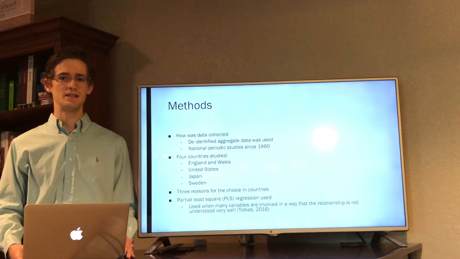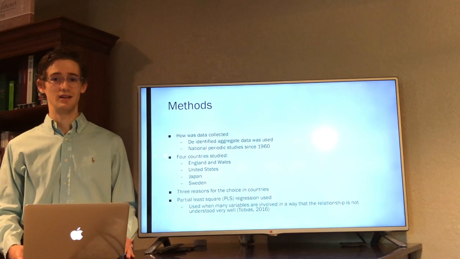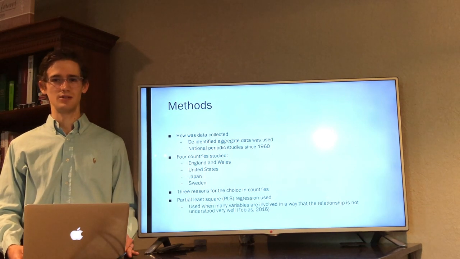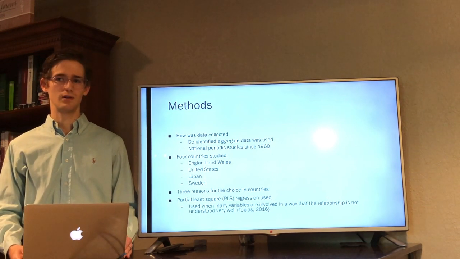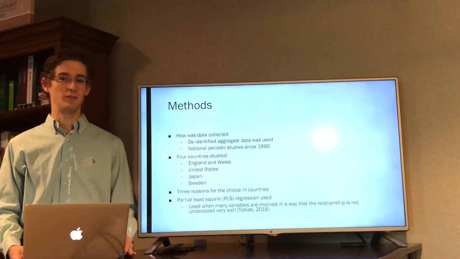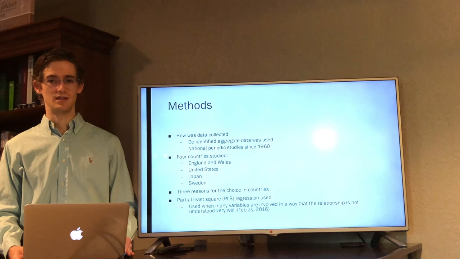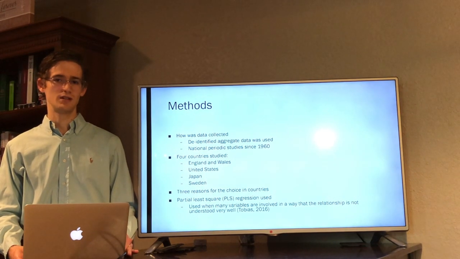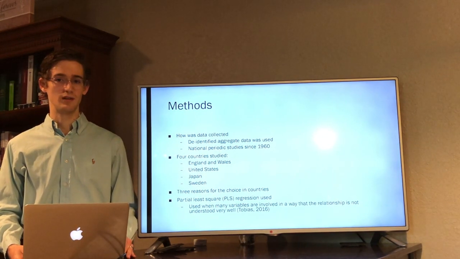In this paper, de-identified aggregate data was collected from 4 industrialized countries. The data collection started in the late 50s and is continuing today, but this paper contained all the data from the late 50s to 2010. And these 4 countries were selected because they're large industrialized countries with a large population.